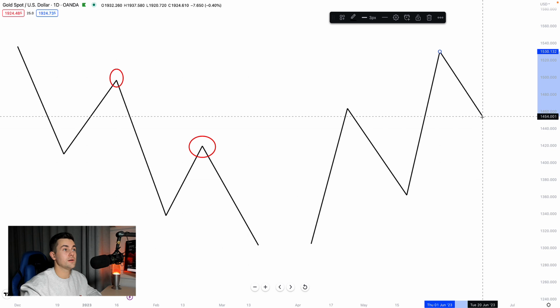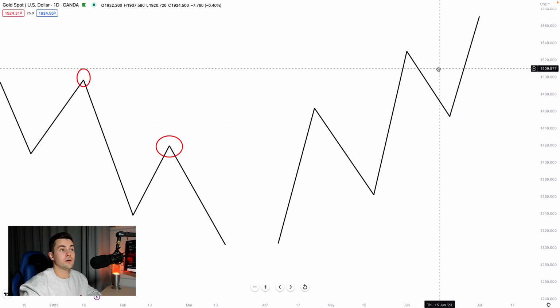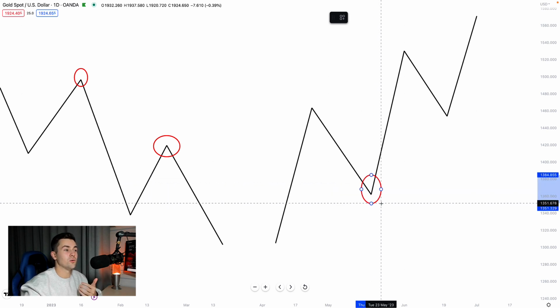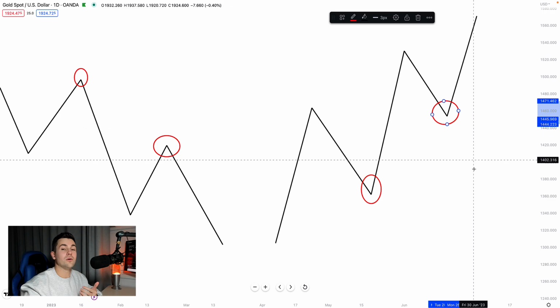The same logic applies to a market that is trading in a bullish trend. Once you see the market trading in a bullish trend, you're looking for buying opportunities after completion of correctional movements. So your perfect entry should have been right here or right here.